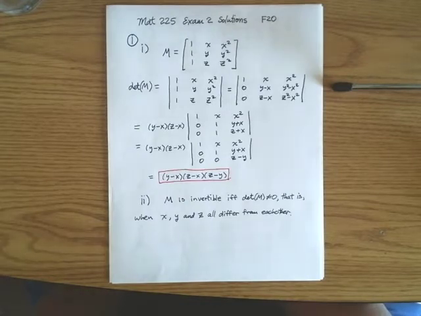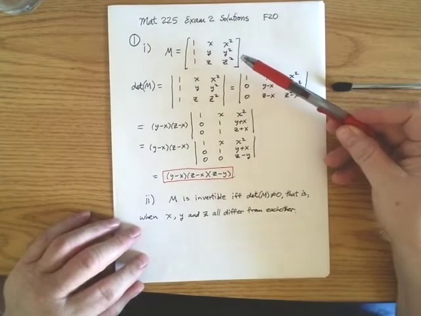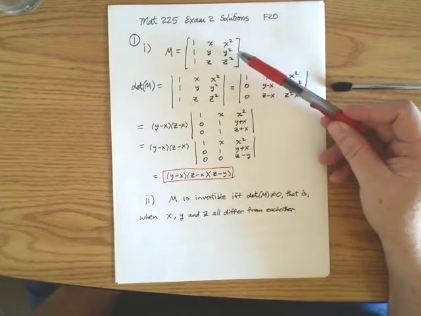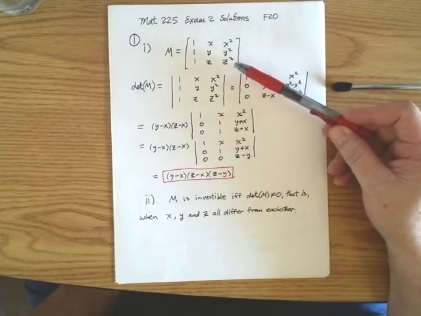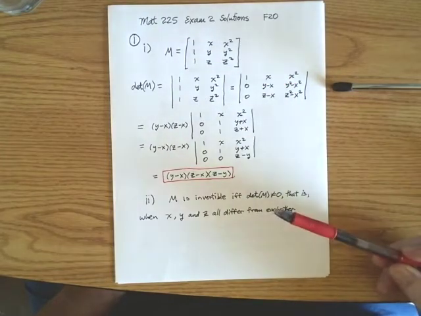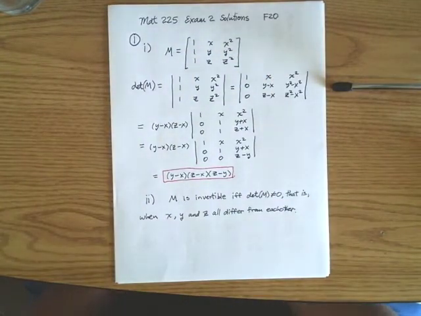Okay, I wanted to go over quickly the solutions to exam 2 here. In problem number 1, we were given a certain matrix: 1, x, x squared; 1, y, y squared; 1, z, z squared. Reading across there, we've got that 3 by 3 matrix, and we were attempting to find its determinant.